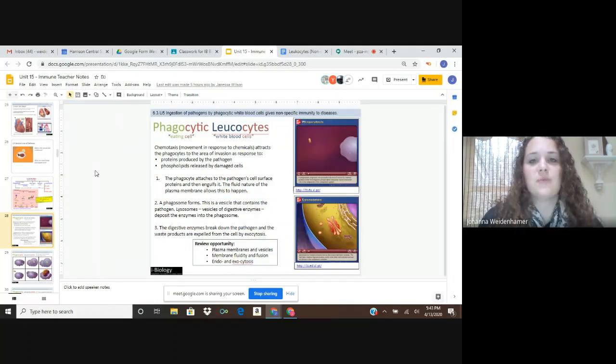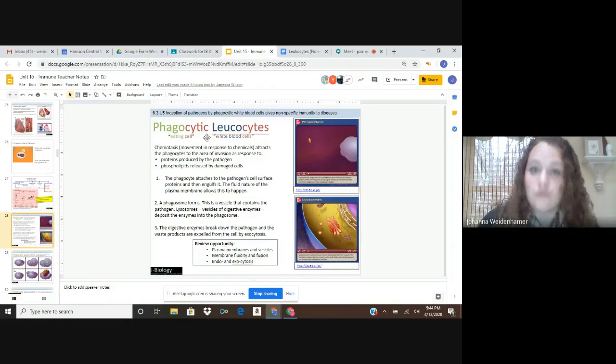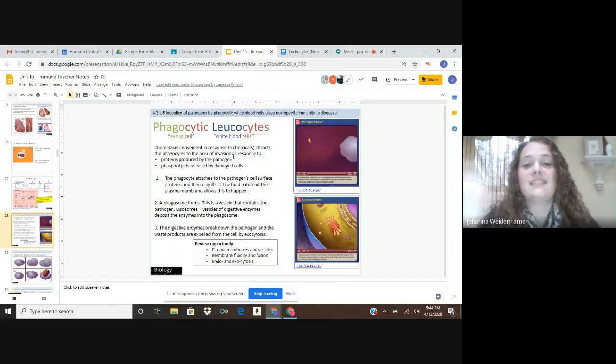Let's just go through and see what exactly is going on with this second line of defense. What are the steps that the body is going to take to attack pathogens for non-specific immunity? First we have chemotaxis, movement in response to chemicals, and that's going to attract the phagocytes to the area of invasion as a response to these 2 things: either proteins produced by the pathogen or phospholipids released by damaged cells. You can think of chemotaxis like a taxi that is going to bring the message and move the white blood cells to the pathogen, because now it knows that it has invaded the body.